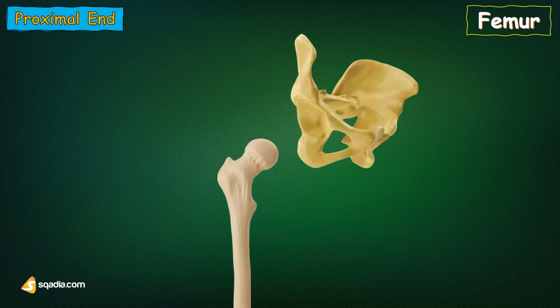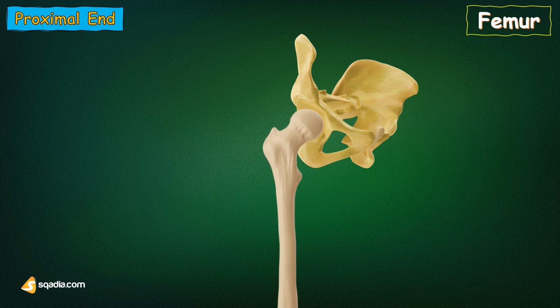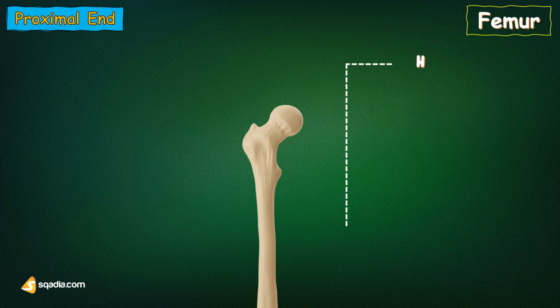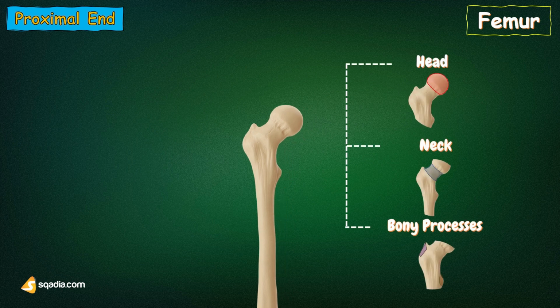The first region is the proximal end, which articulates with the acetabulum to form the hip joint. Generally, it consists of 4 parts: the head, the neck, and 2 bony processes, the greater and lesser trochanters. Let us study these landmarks in detail.